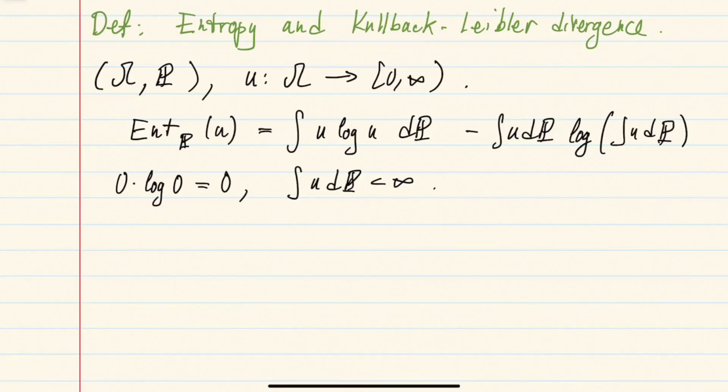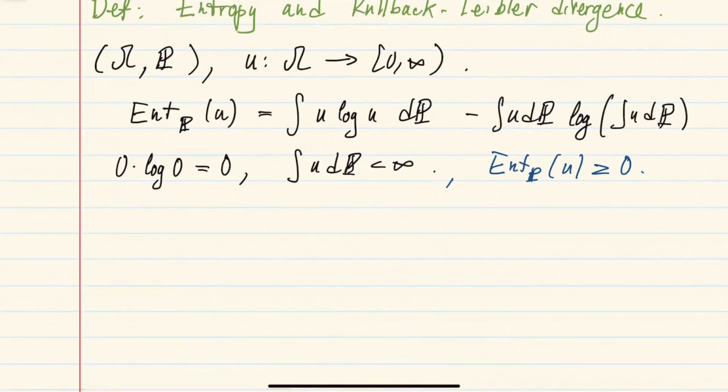Now, of course, we will notice in a second, or we can mention it right away, that this entropy is non-negative, right? This quantity that we define is non-negative by Jensen's inequality, because the function u log u is a convex function. So you compare the integral of that function minus the function of the integral. Okay, so that's the definition of the entropy of a function u with respect to some measure p.